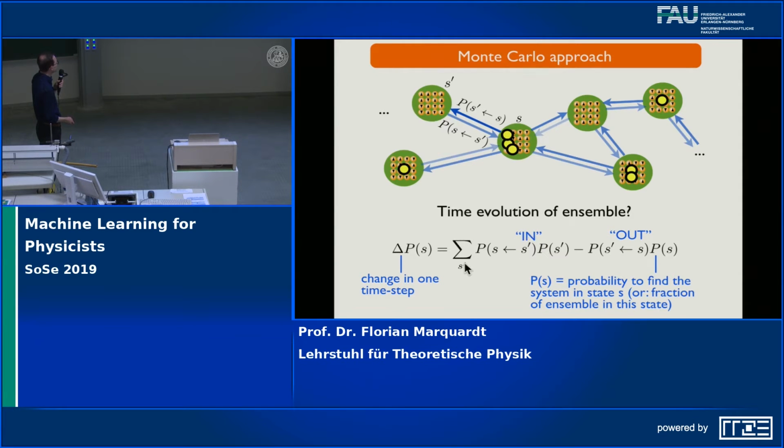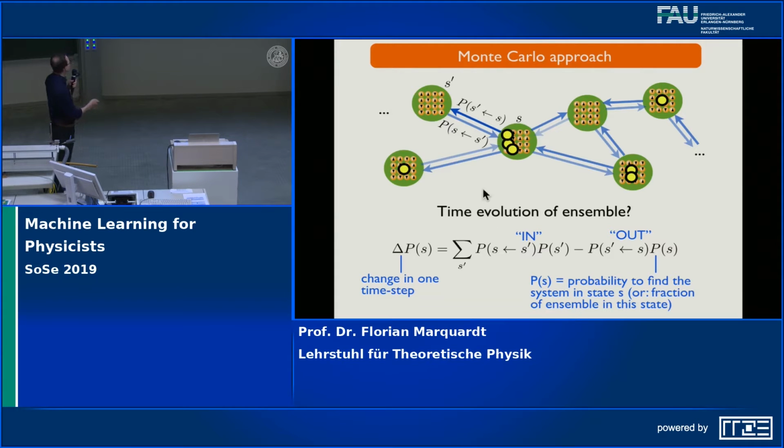I take a sum over all possible neighboring configurations S prime, like this one, for example, or that one, and so on. I take how many particles are in this neighboring configuration, P of S prime, and I multiply that by the transition probability to go from S prime to S. That contributes to the influx.